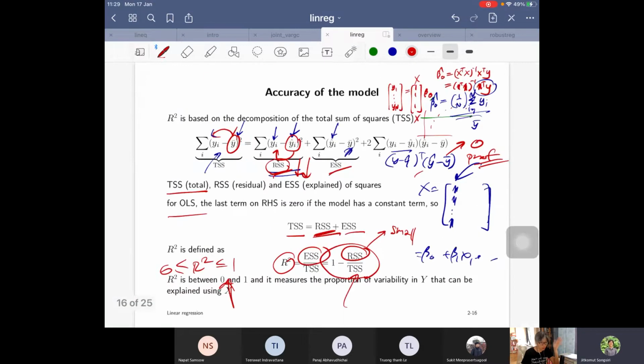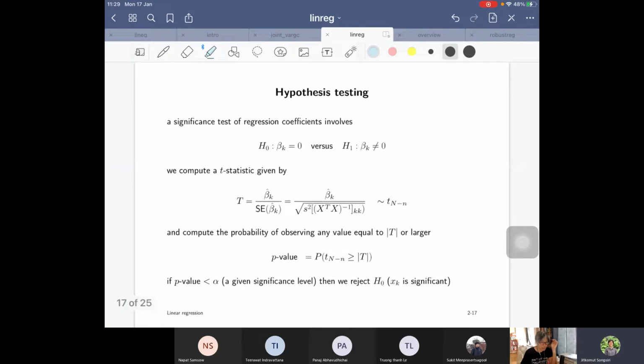Again, R square is also returned in the software. We have other indicators as well. I will explain later: adjusted R square. You may have heard of it before. Okay, that will be discussed later.